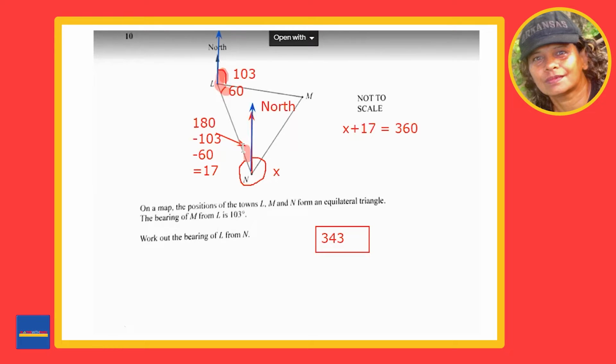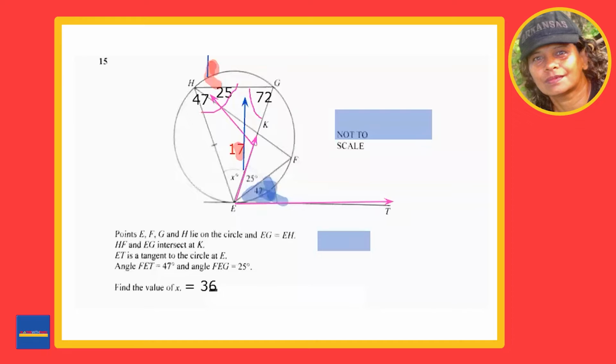And once we have 17, we know that x plus 17 is equal to 360. All right. So if x plus 17 is 360 and this is 17, we can find out how much the bearing of L from M is, and that's 343. That is our answer here. So we simply use parallel lines and the theory we know regarding bearing. The next question is question 15.